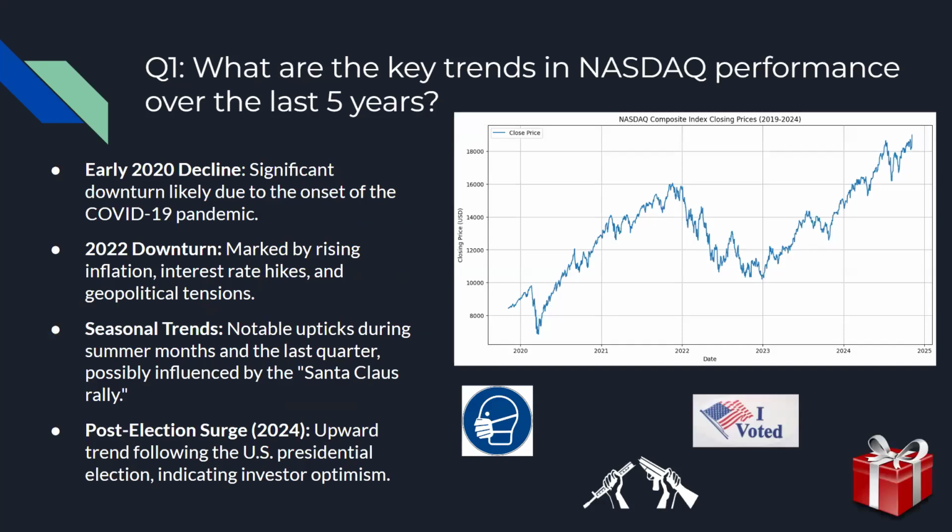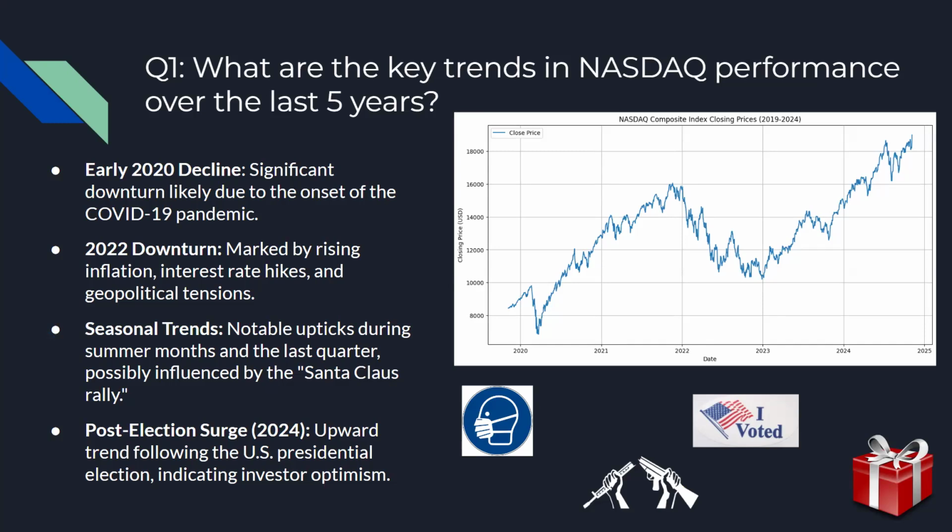Go ahead, hit next. And so our first question was, over the last 5 years, what were the key trends? If you take a look at the first half of 2020 on the chart, you can see that there was an early 2020 decline because of COVID-19. And then there was a huge downtrend in all of 2022 when Ukraine and Russia were going to war. There were interest rate hikes, a lot of geopolitical tensions and also rising inflation. So it was just a bad year for us.